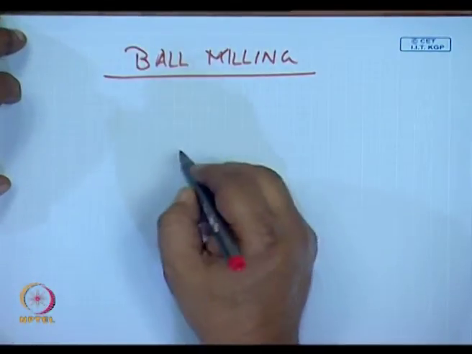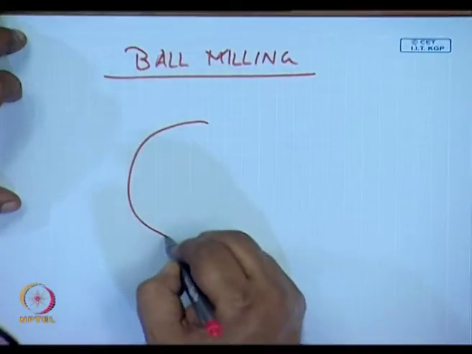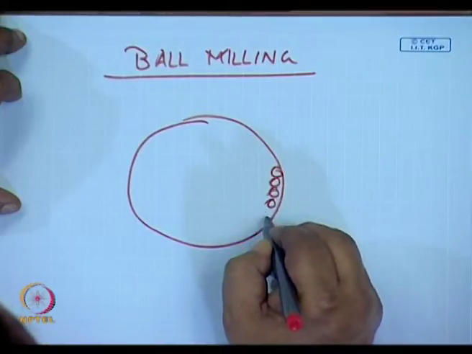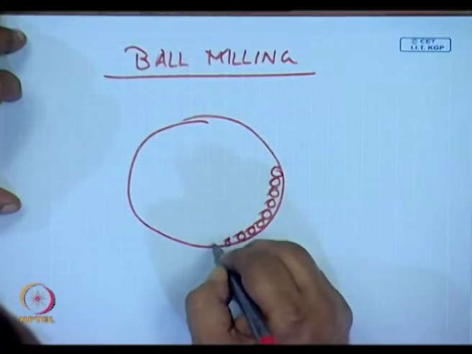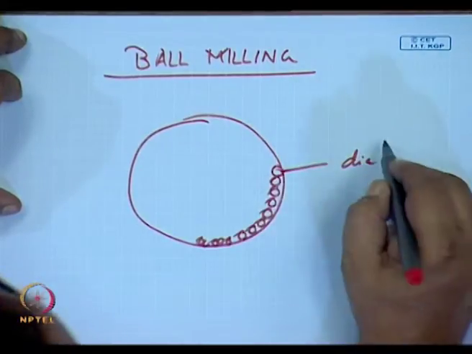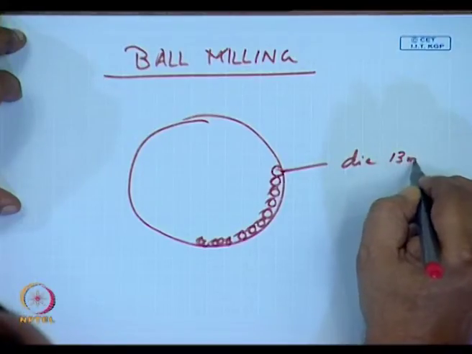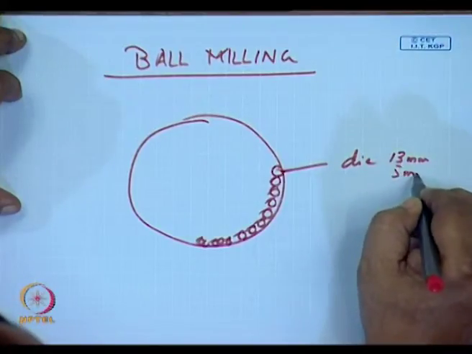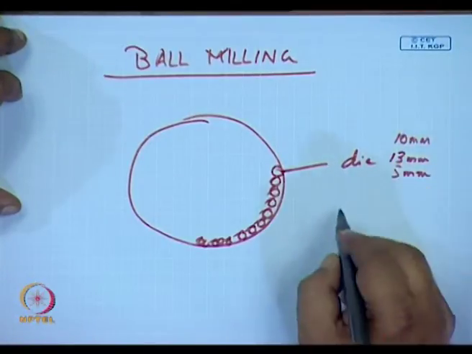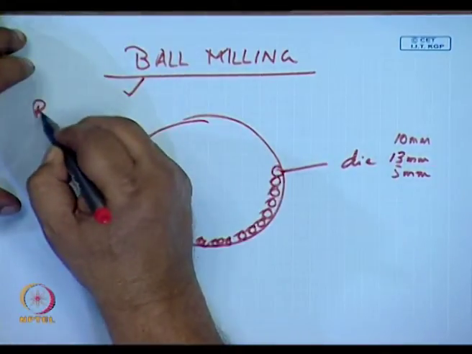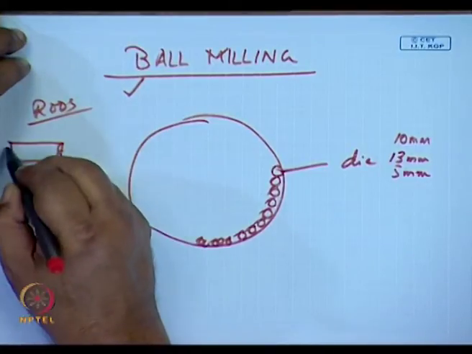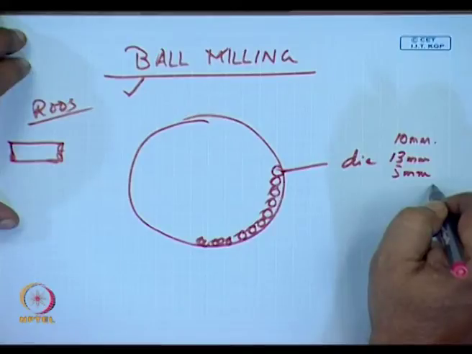The basic process is, I have taken a jar and loaded it with balls. The diameters of these balls, the way it is sold in industry, is either 13 millimeter, 5 millimeter, or 10 millimeter diameter balls. Frequently, instead of balls, it can be rods also, cylindrical rods of diameter 10, 13, 5 millimeter.